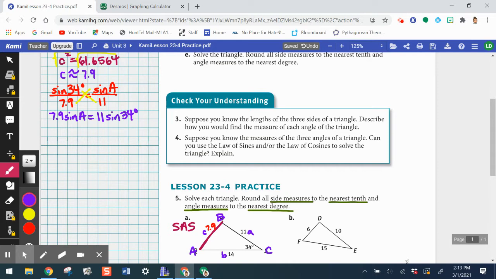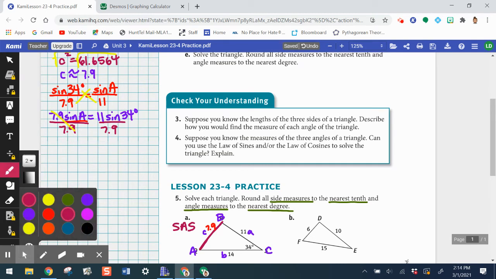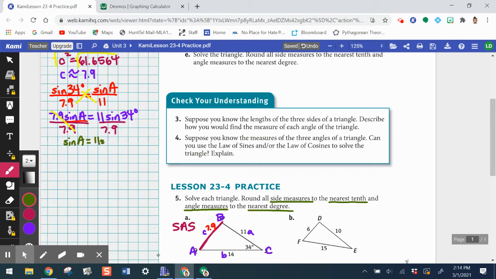So the next step, our goal is to get sine of A by itself. So we're going to divide both sides by 7.9, because that is 7.9 times the sine of A. So on this left-hand side, of course, that will cancel out. And we will have the sine of A equal to 11 times the sine of 34 degrees over 7.9.